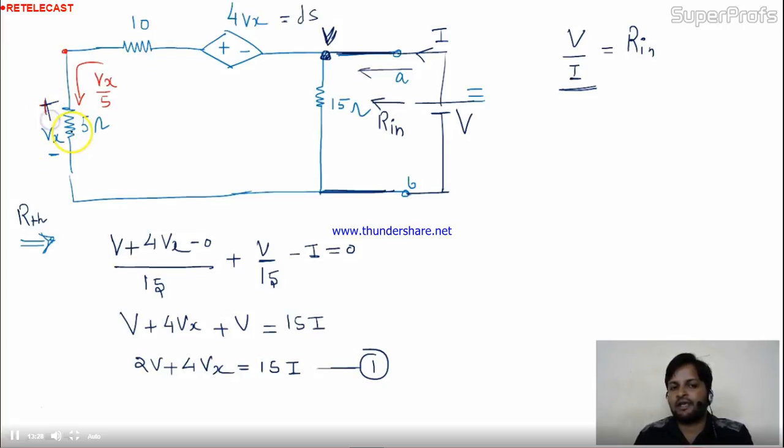What is the value of Vx now? How will we get the Vx in the form of V? Yeah, easily we can get. How? See, come here. The current is coming I.